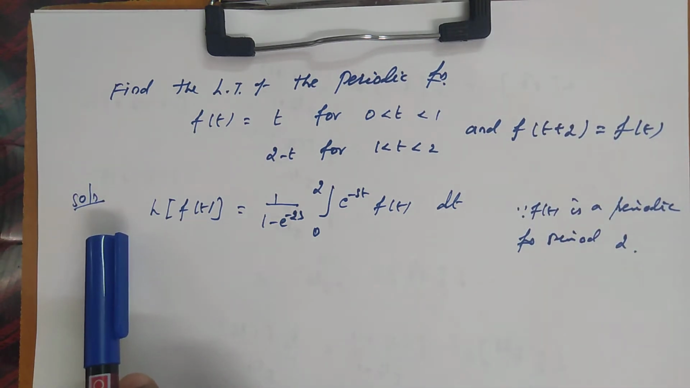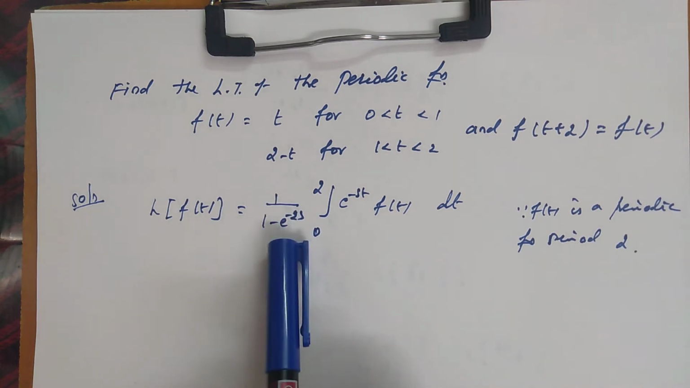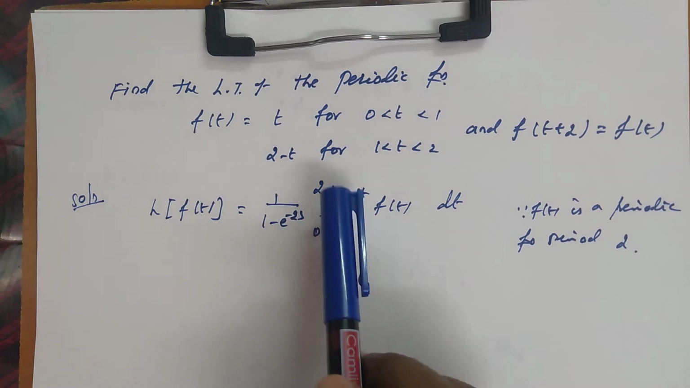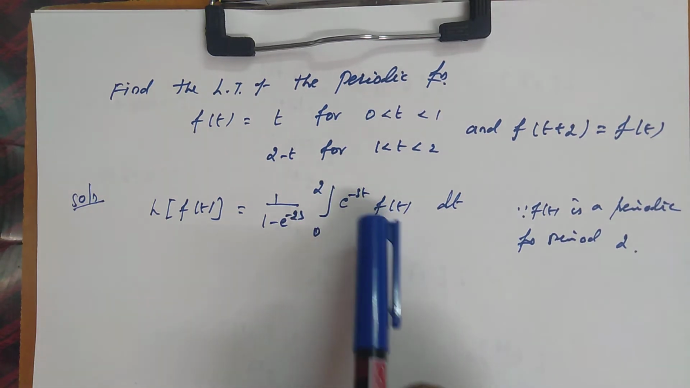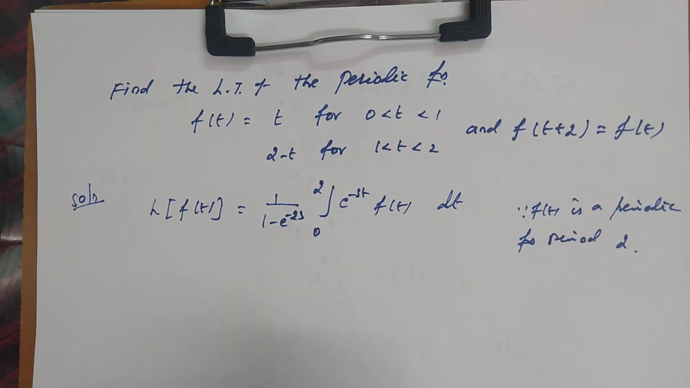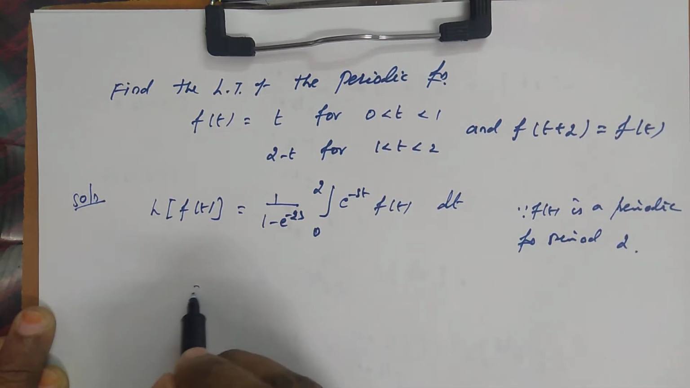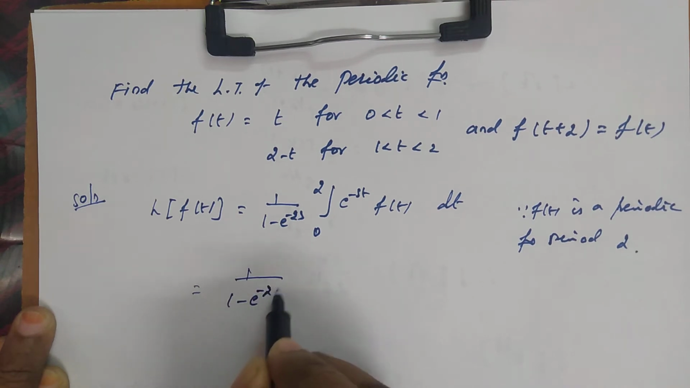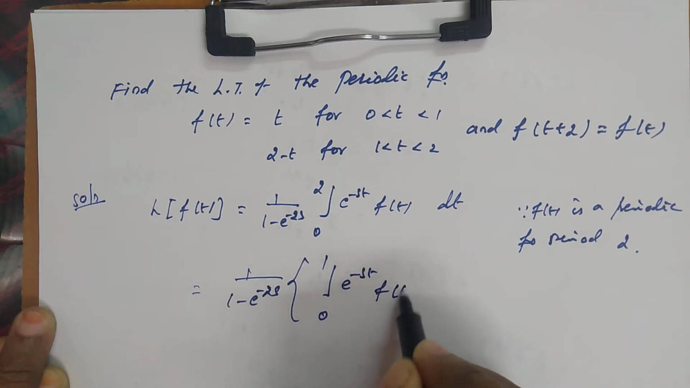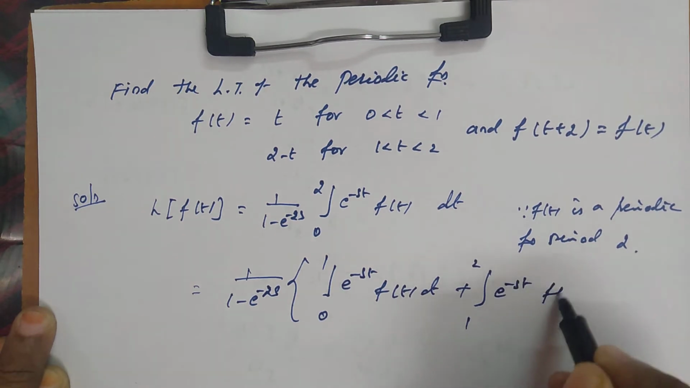So we know the result for the Laplace transform of a periodic function. L of f of t equals 1 by 1 minus e power minus 2s, times the integral from 0 to 2 of e power minus st f of t dt, since f of t is a periodic function with period 2. Now the limit 0 to 2 is split in the question into 0 to 1 and 1 to 2. So 1 by 1 minus e power minus 2s times the integral 0 to 1 of e power minus st f of t dt plus the integral 1 to 2 of e power minus st f of t dt.